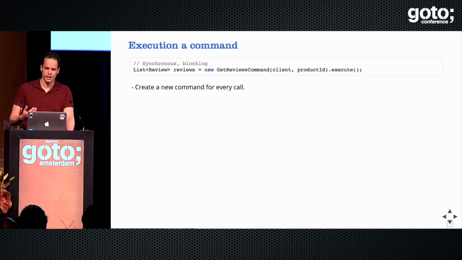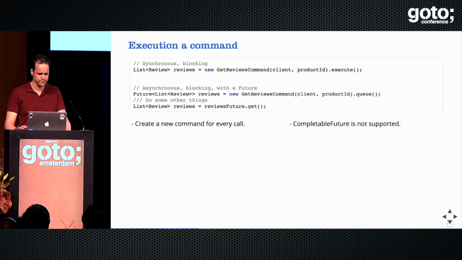But first, how do you execute this? So you create a new command, provide it with everything it needs, and you say execute. And this is the synchronous and blocking manner, and you do this every time you want to do a call. You're not going to reuse this command. It's a bit weird, but it's just how Hystrix works.